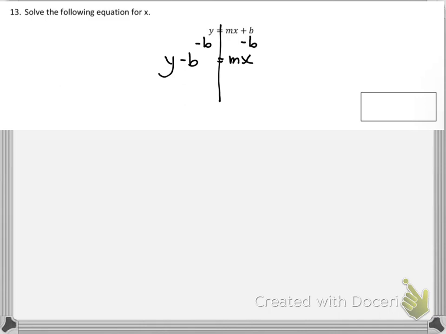m is attached to x through multiplication, so to undo multiplication we must divide. Therefore x is equal to the quantity y minus b all divided by m, and that will be our final answer.